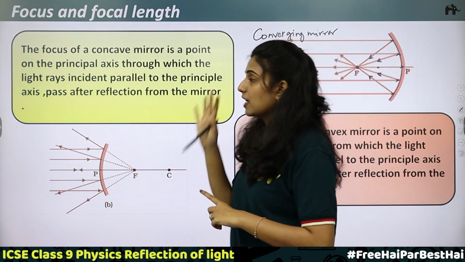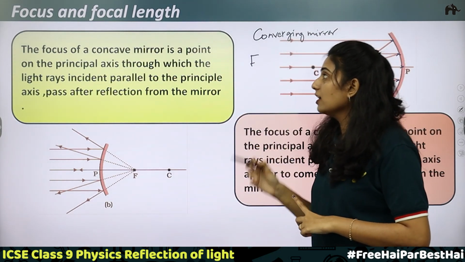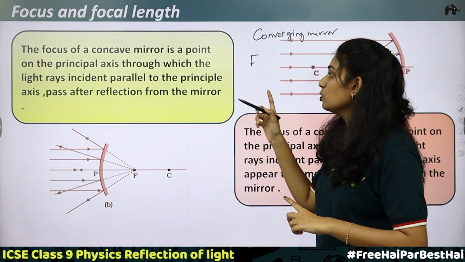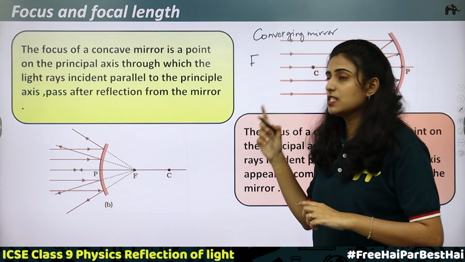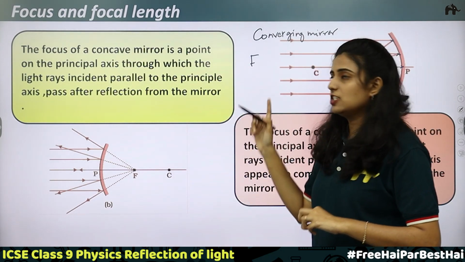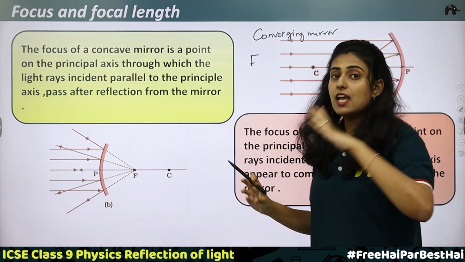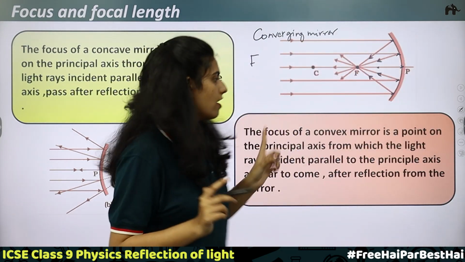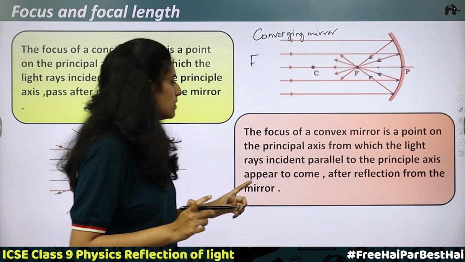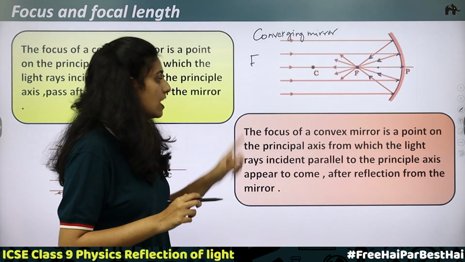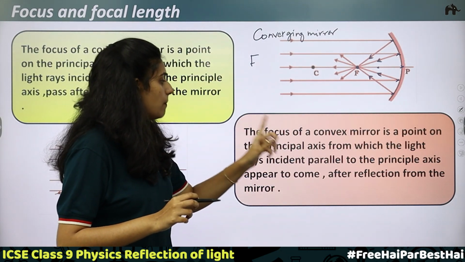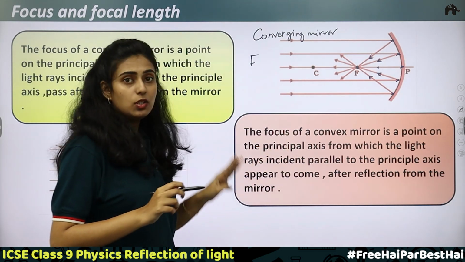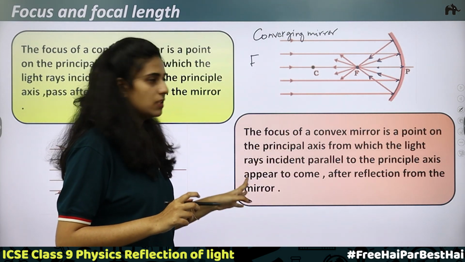So, the focus of a concave mirror is a point on the principal axis through which the light rays incident parallel to the principal axis pass after reflection from the mirror. Here we have considered a source which is at infinite distance. In the case of a convex mirror, the focus of a convex mirror is a point on the principal axis from which the light rays incident parallel to the principal axis appear to come after reflection from the mirror.